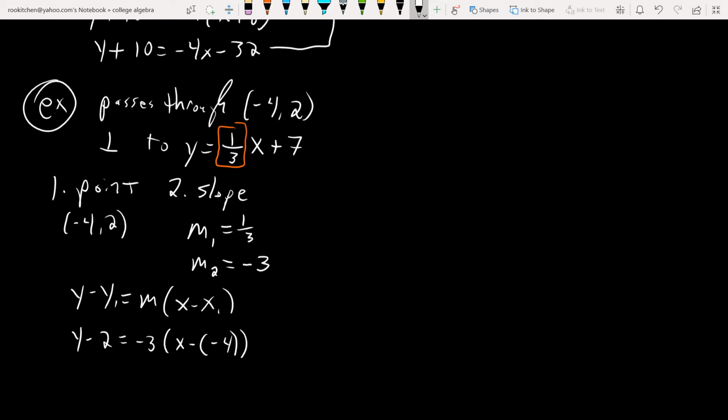It's really easy to accidentally put things in the wrong place. So sometimes when I'm working, I like to put, this is x1, this is y1, just so I don't accidentally swap them or mix them up. Okay, because you get the wrong answer if you put them in the wrong place.